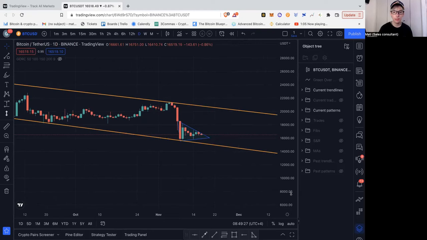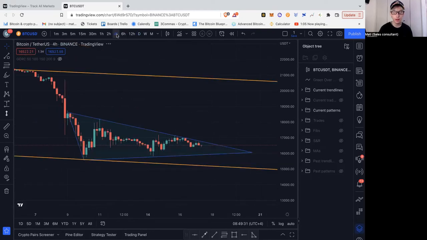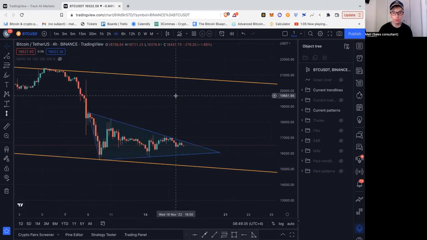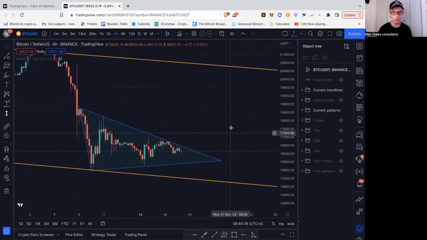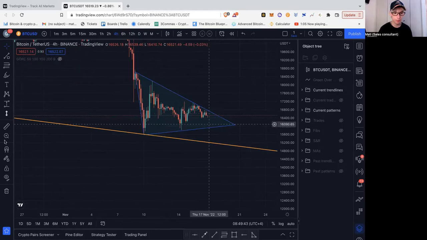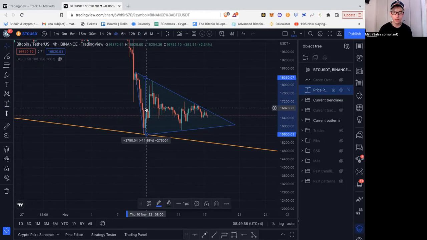And let's measure where the breakout of this triangle would take us, both a breakout to the upper side, a bullish breakout, or a breakout to the lower side, so a bearish breakout. So let's measure it like so, a bit of a conservative measurement right here.